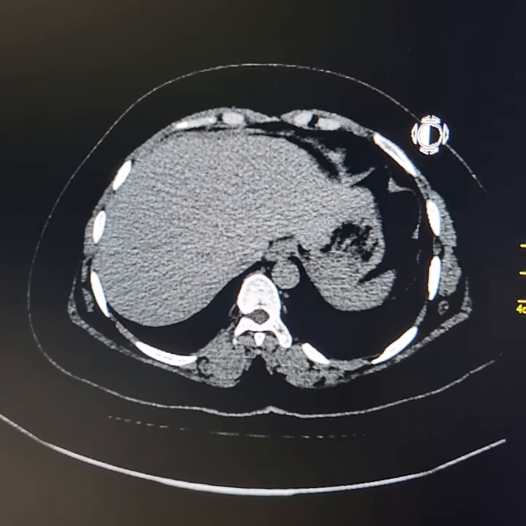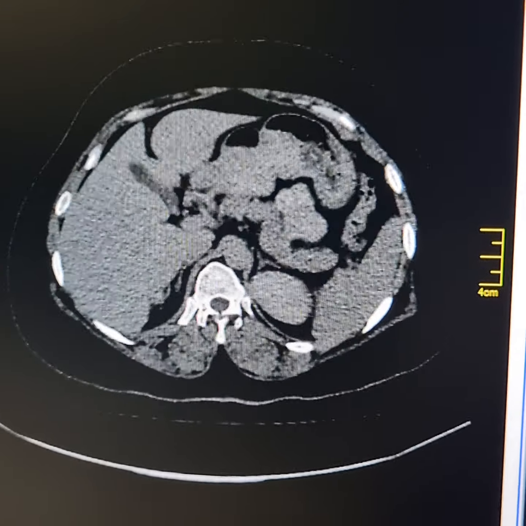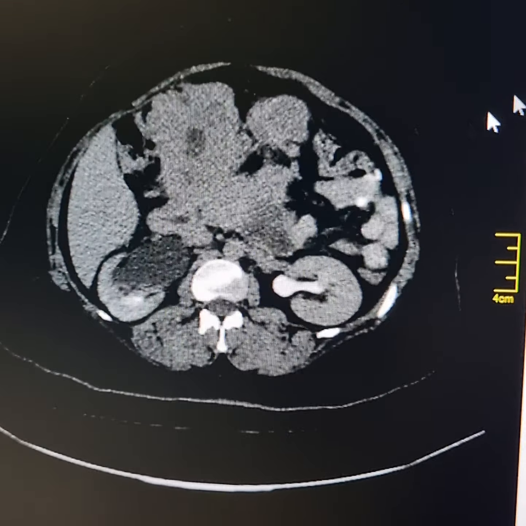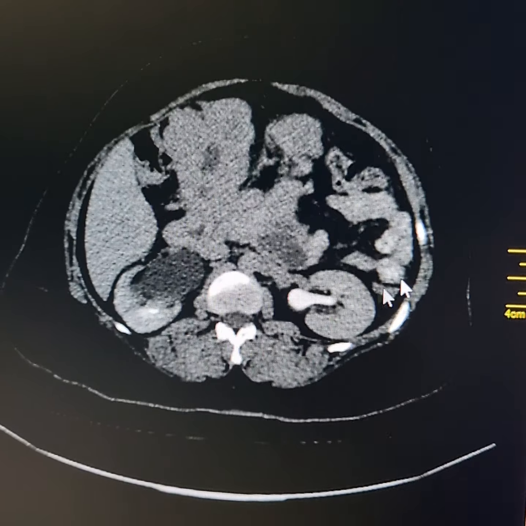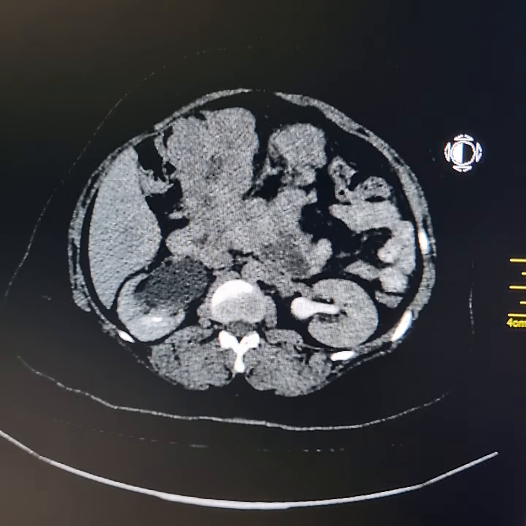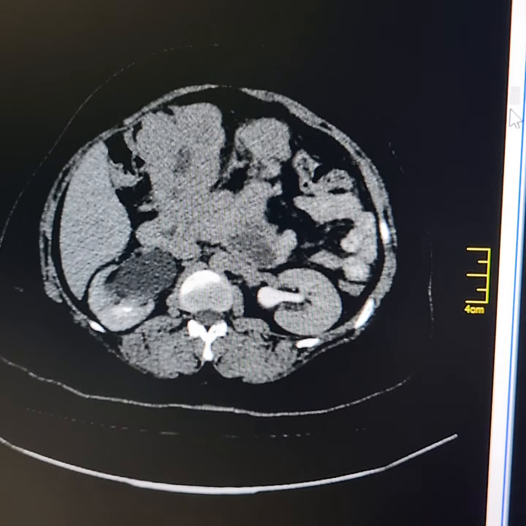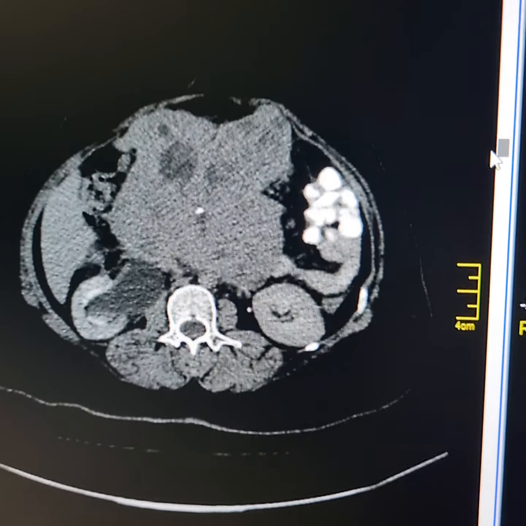This is the delayed scan. It shows normal excretion of contrast medium on the left side, while excretion of contrast medium on the right side is delayed.